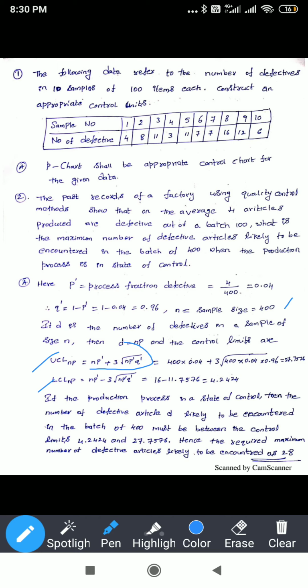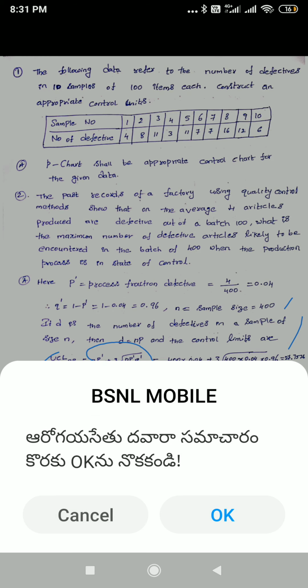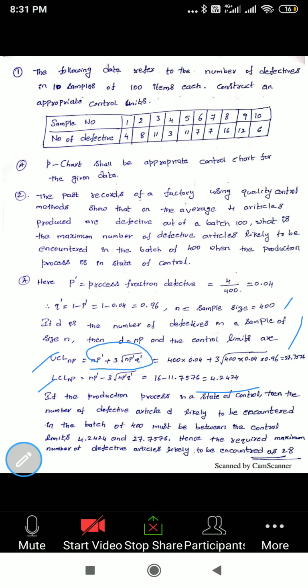Using these formulas, after the calculation, you get the upper control limit as 27.7, so nearly it is 28. LCL is 4.24. So in the production process in a state of control, the number of defective articles D likely to be encountered in the batch of 400 must be between the control limits 4 and 27.7. Hence, the required maximum number of defective articles likely to be encountered is 28.